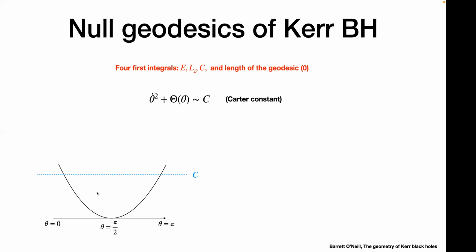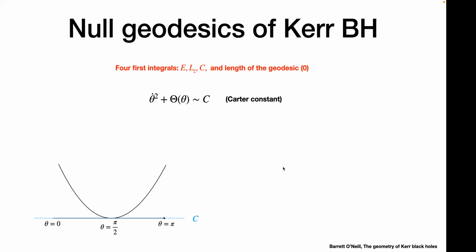In the first case, theta equals 0 means the north pole, pi means the south pole, and pi over 2 means the equatorial plane. So if we put the Carter constant here, we know the null geodesic will oscillate within this region from the north hemisphere to the south hemisphere, back and forth. If we shift the value of the Carter constant down here, then the only allowed motion is a stable motion within the equatorial plane.